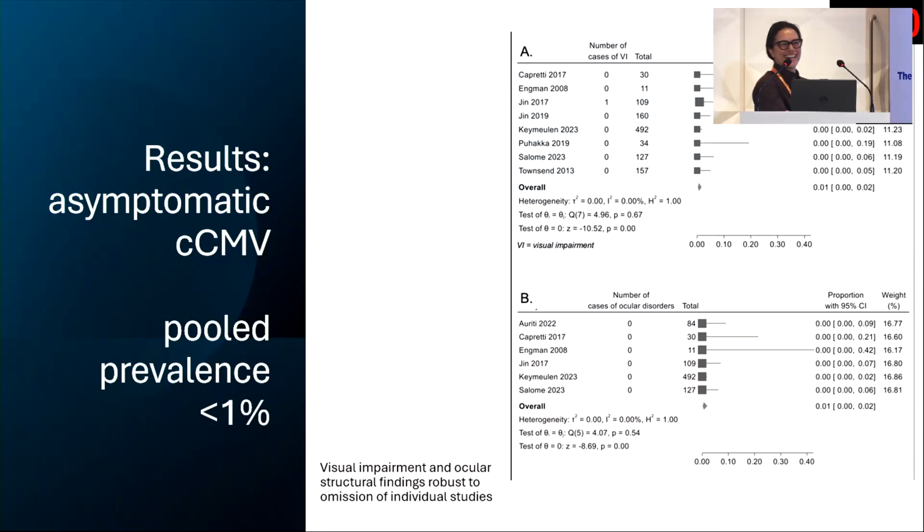I'm carrying on. So, in the asymptomatic populations, you can see that the results were more heterogeneous, and these results were robust to omission of individual studies. So that's one way of testing the validity of those data.